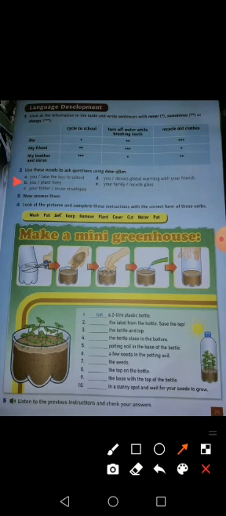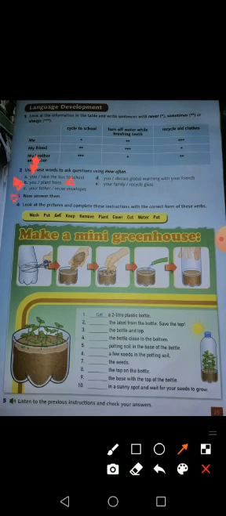Why do I use do? How often do you? Because the subject is you, and with you we have to use do, right? The next one: how often do you plant trees? Also here I use do, not does. Why? Because the subject is you, and with you we have to use do, right?